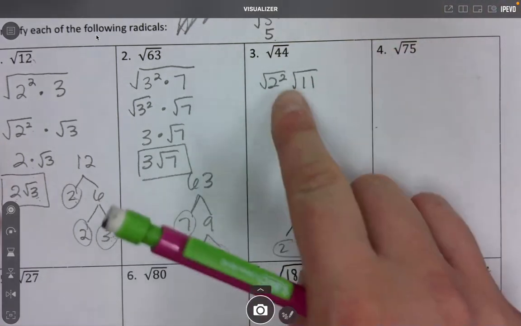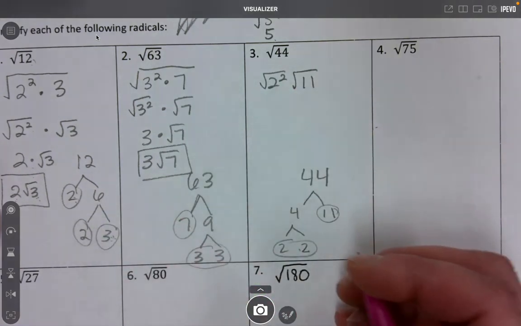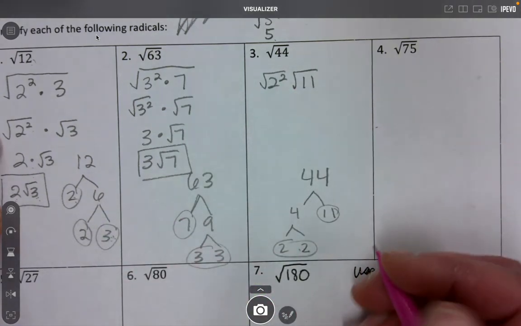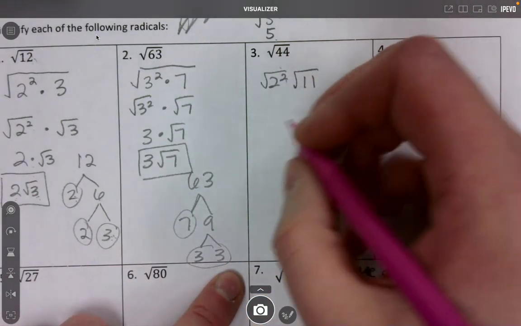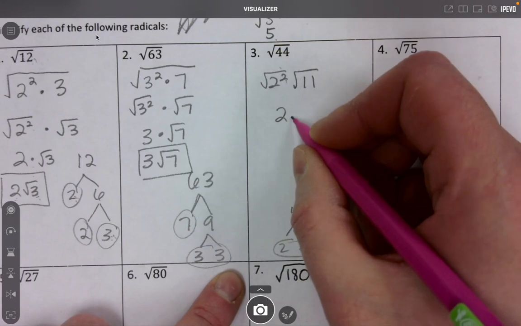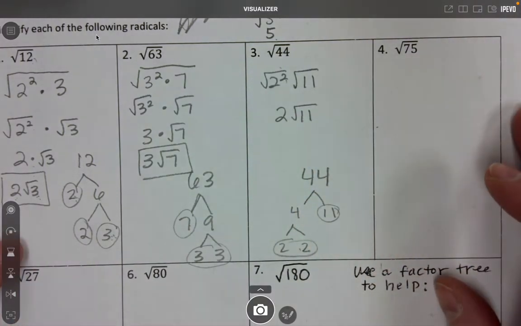So notice this time I'm breaking it up into the square roots right away because I know I can do that. I'm not even putting the times sign. So I am shortcutting that work a little bit. And then the square root and the square here are inverse operations. So we're just left with 2. So 2 roots of 11, 2 square roots of 11.